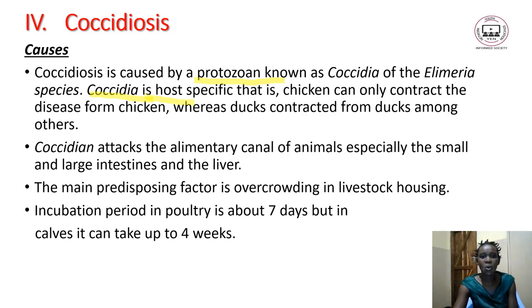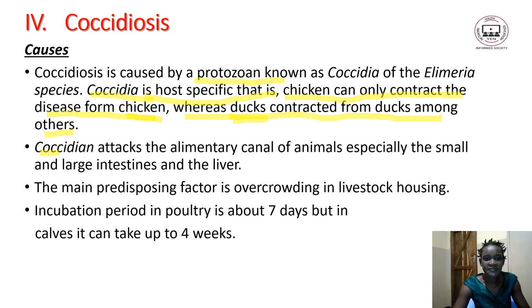This coccidia is host specific, meaning chicken can only contract the disease from chicken, whereas ducks are contracted from ducks, among others. So if the disease has attacked the duck, that duck cannot spread the disease to the chicken. We're saying that this coccidia, the protozoa, is host specific, the same animals.